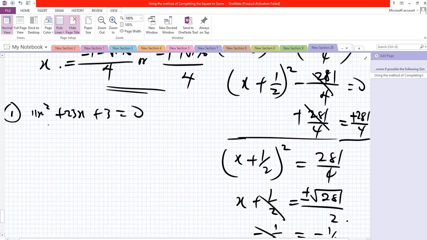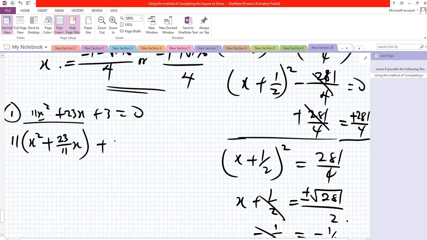So now factor this alone so that the coefficient of x squared will be 1. So factor 11 out, so divide all through. So if you divide 11 with this, you have x squared, plus if you divide 11 with 23x, you have 23 over 11x plus 3 equal to 0.